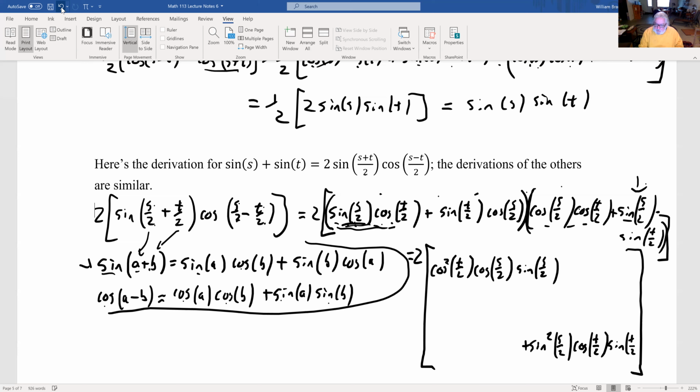Okay, and there's a reason why I put that down there. So that's outer, inner is this one times this one, and that's got a cosine s over 2 on both. And so we're going to put that down here. So plus cosine squared of s over 2. That's this times this, and then I've got a sine t over 2, cosine t over 2.